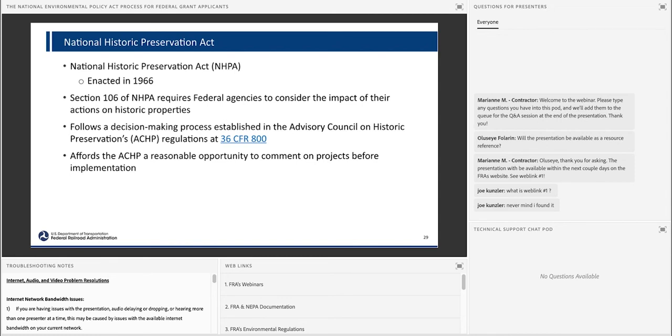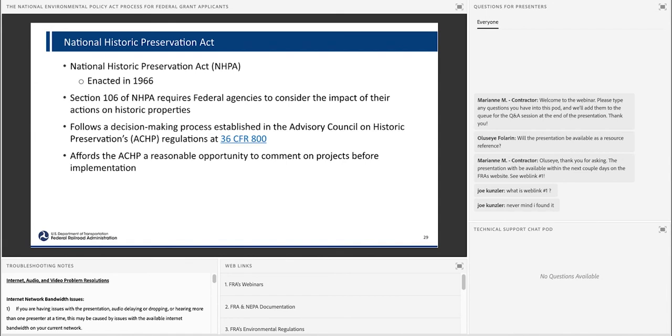So NHPA, or the National Historic Preservation Act, was enacted in 1966. Section 106 of the National Historic Preservation Act requires federal agencies to consider the impact of their actions on historic properties. This, like NEPA, is generally a procedural law. It sets out a decision-making process established by the Advisory Council on Historic Preservation, or ACHP.